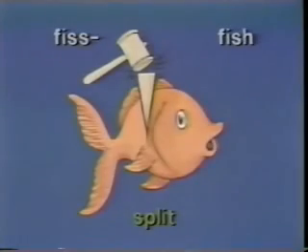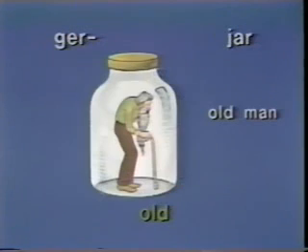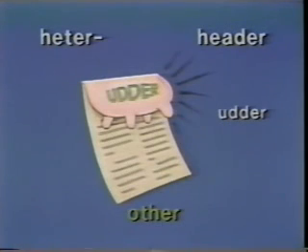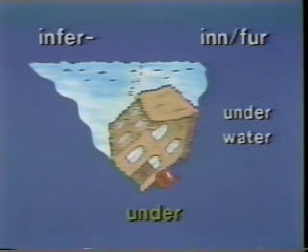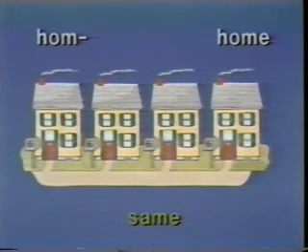Let's review these 5 elements. Fis, fish, split. Ger, jar, old man, old. Heter, header, udder, other. Infer, infer, underwater, under. Home, home, same.